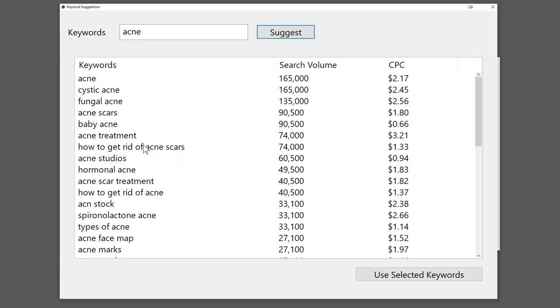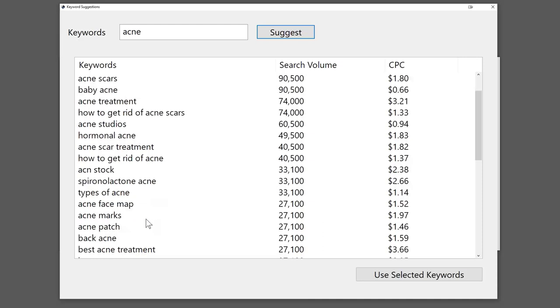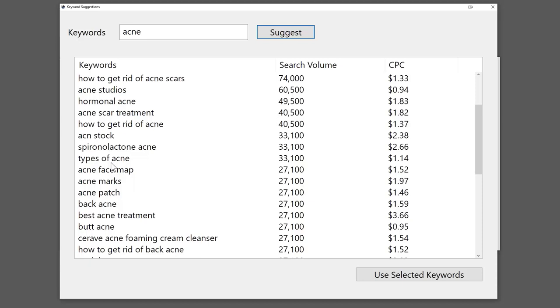So if I create two different jobs, I can use these two different keywords to kind of ring the changes. In other words, I'll get content and articles that are similar and thematically linked, but they're not going to be the same because they are slightly different focuses. Acne studios, I have no idea what that is. Hormonal acne, acne scar treatment. Okay, so that's slightly different again from how to get rid of. So these are three slightly different takes on the question of acne scars. How to get rid of acne, that's another one. Spironolactone, no idea. Types of acne, that's a more general kind of content.